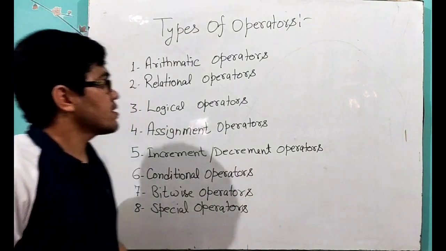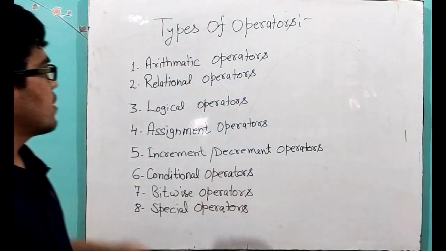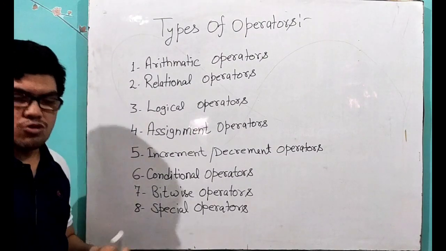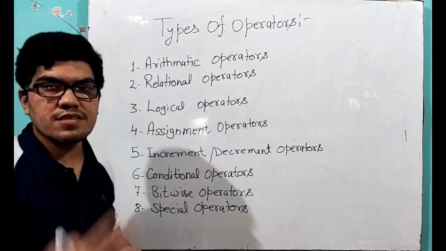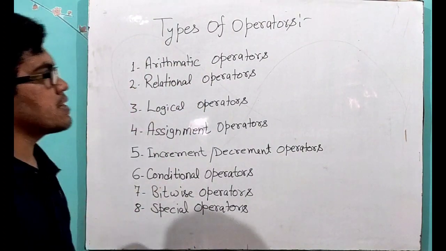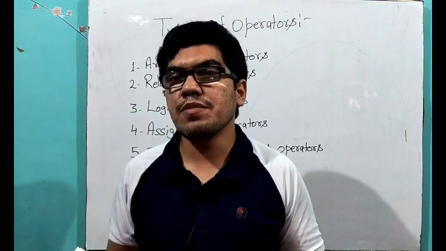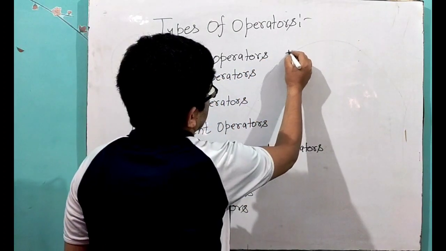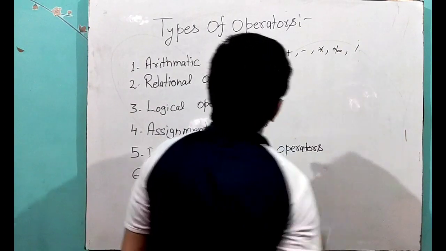Let's move ahead. The next topic is types of operators. In Java we can divide the operators into these 8 categories. In this video I am just going to introduce these operators. In the upcoming videos I will tell you in detail. So the first is arithmetic operators. Arithmetic operators are used to perform arithmetical calculations. The operators in this category are plus, minus, multiplication, modulus and division.